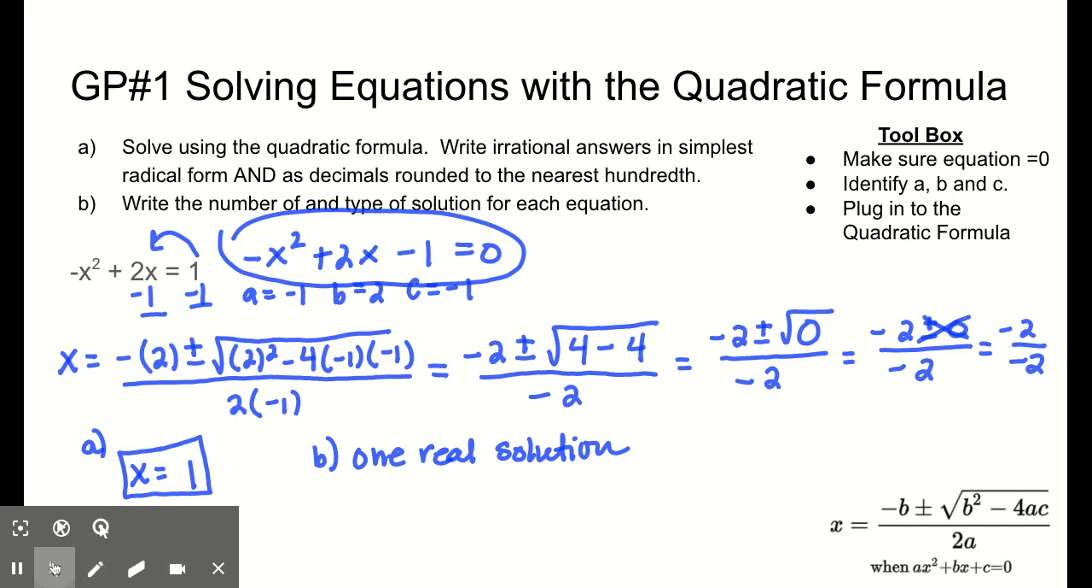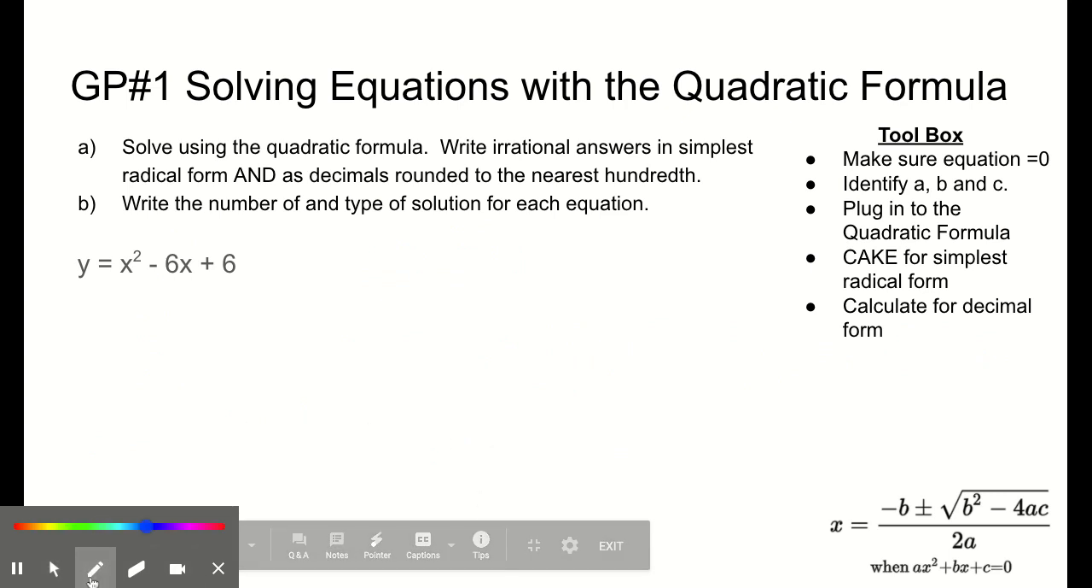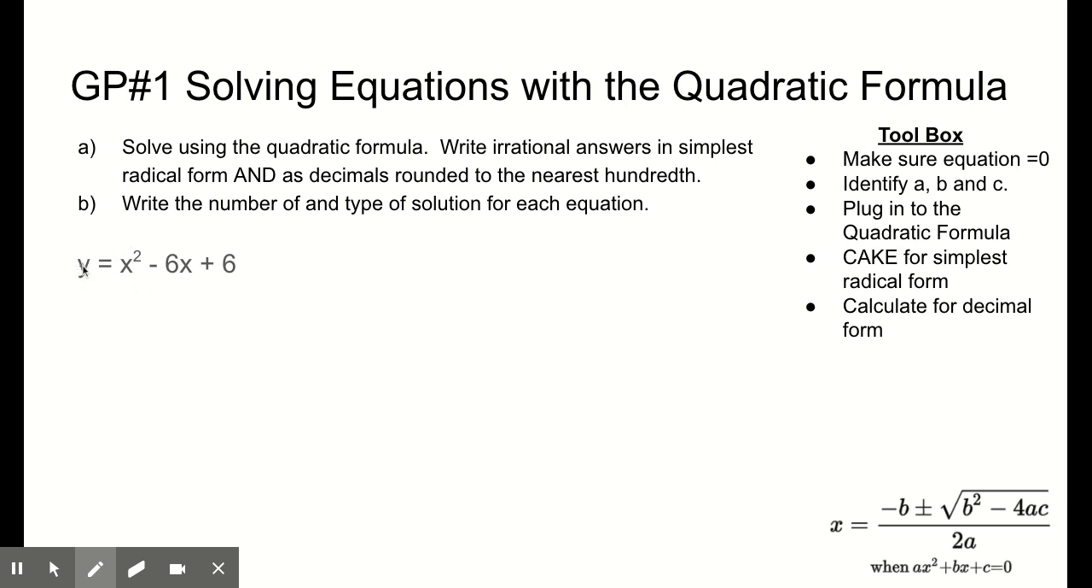All right, let's go ahead and look at one more. Make sure the equation is equal to 0. Notice in this case that our equation is in standard form and it's set equal to y. So what we want to first make sure of is that we set this equation equal to 0. If we are solving, we have to make sure that it is equal to 0.